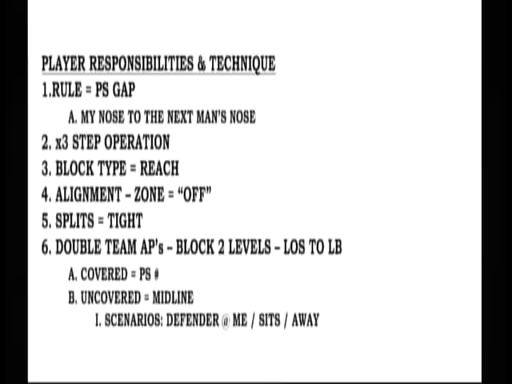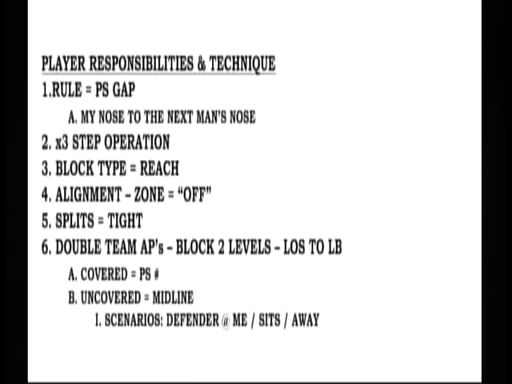Double team aiming points, blocking 2 levels. You're blocking the line of scrimmage or the defensive lineman to the linebacker. If you're in a double team, if you're working with one other guy, you're working against 1 defensive lineman to 1 linebacker. If you're in a triple team, again, you're working against 3 people, either 2 defensive linemen and 1 linebacker, or 1 defensive lineman and 2 linebackers. Either way, you're going to end up one-on-one blocks at the end of the play if we did it right.